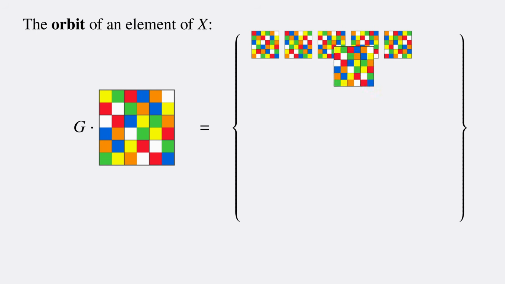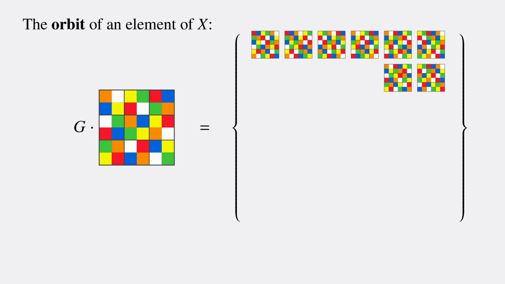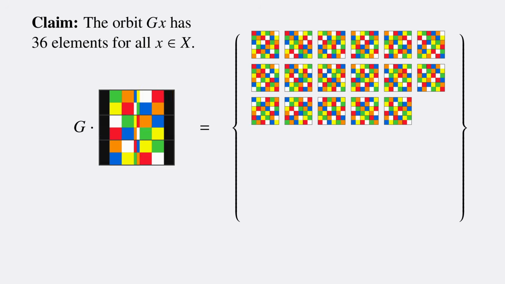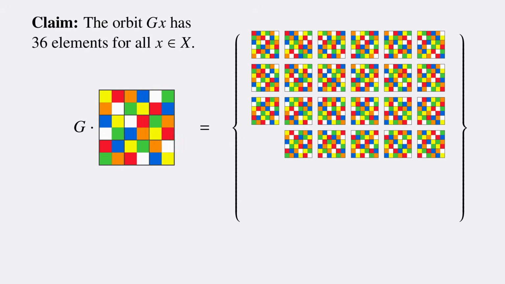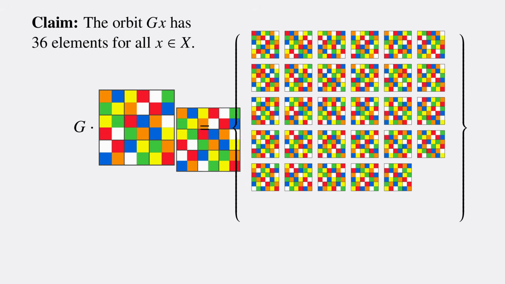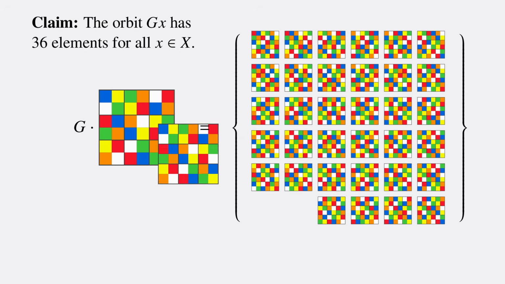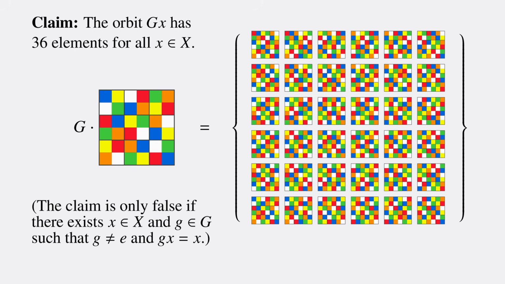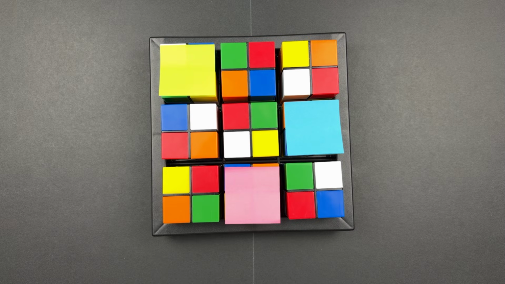2 elements are in the same orbit if and only if you can get from one to the other via the group action. My claim is that every orbit has exactly 36 elements, so to get the number of elements of X, we just need to find the number of orbits and multiply it by 36. The only way that this claim could be false is if there is some solution x and a non-identity transformation g, such that g applied to x is equal to x. But each element of G gives a different rearrangement of these 3 starting cubes, so this is not possible.